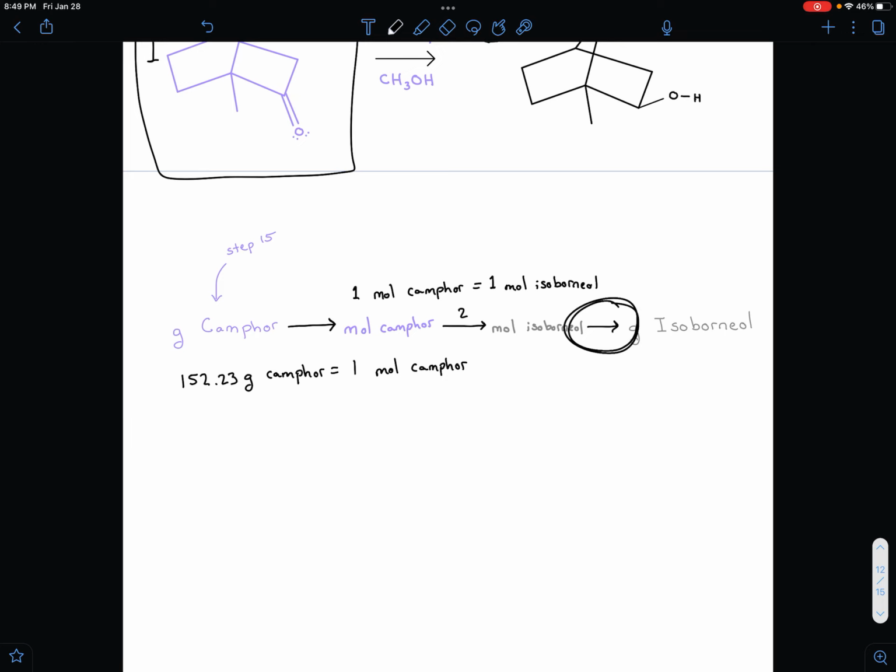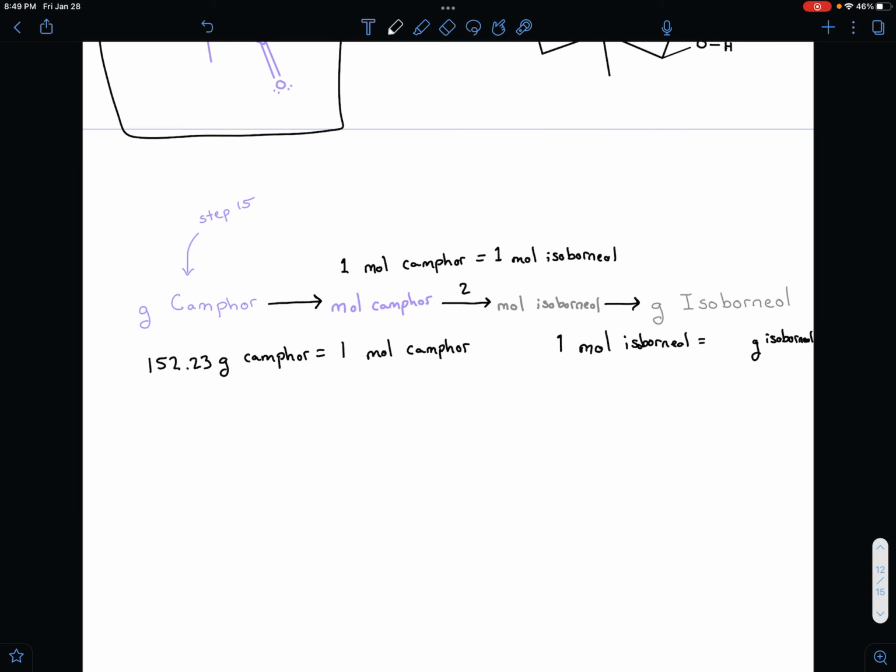For our third and final conversion, we need one last conversion factor. We have to know how those two units relate. How do moles of isoborneol relate to grams of isoborneol? This is, again, the molar mass. Anytime you want to relate moles to grams, you use the molar mass. The molar mass is the mass of 1 mole. And you would look this up. If you look this up, you would see that the molar mass of isoborneol is 154.25 grams.